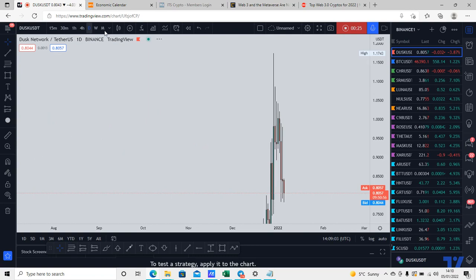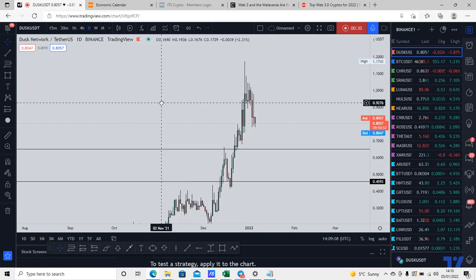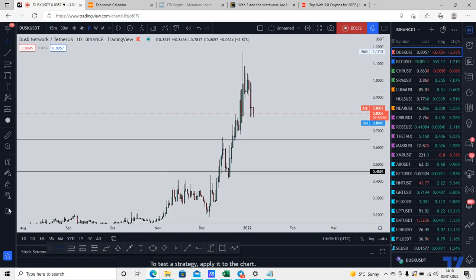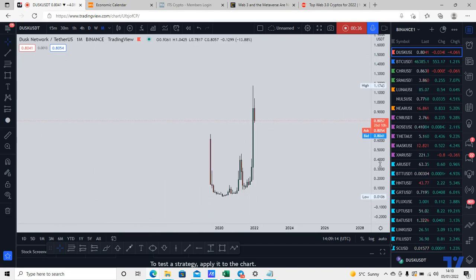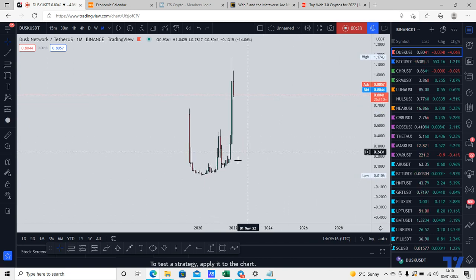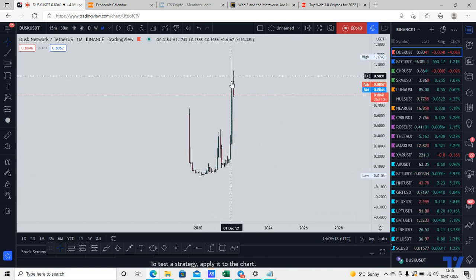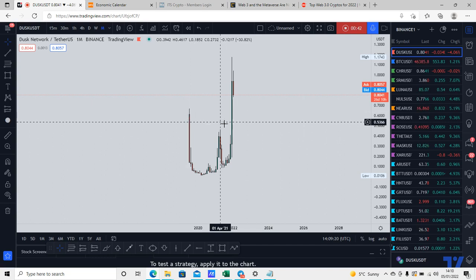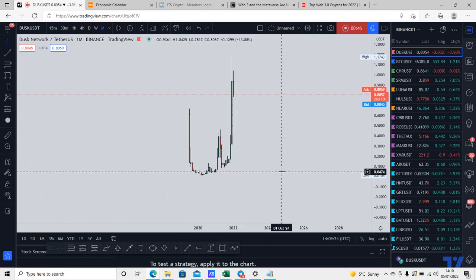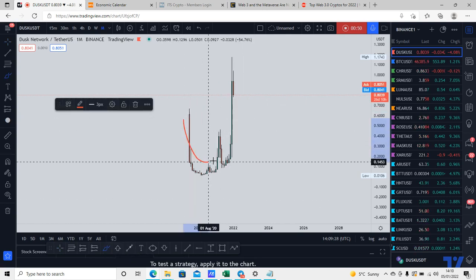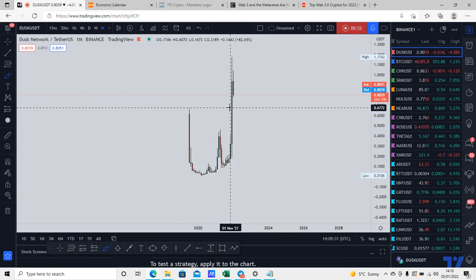So let's just recap what we have here from DUSKUSDT from a multi-time frame price action perspective, starting here on the monthly time frame. On the monthly time frame, what we can see is a very large impulse to the upside, which broke above this level of resistance and this level of resistance. During this impulse to the upside, the market printed this W formation. Very easy to see.